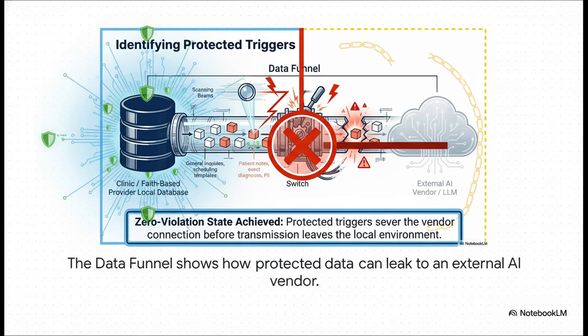Here we can see exactly how that threat plays out. See on the left, that's your local database. It's full of sensitive client info, patient notes, diagnoses, all that personally identifiable information. Without a safeguard, that data can just flow right through this funnel and out to an external AI vendor. The second that happens, you've got an immediate liability on your hands. Our job is to cut that connection before a violation can even happen.